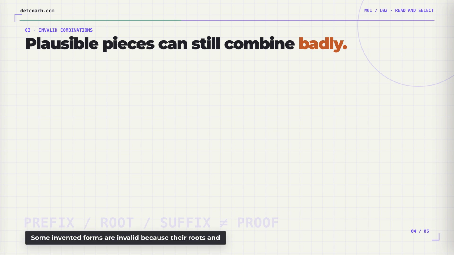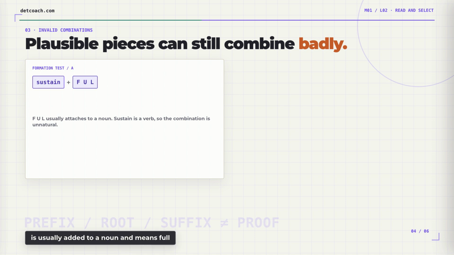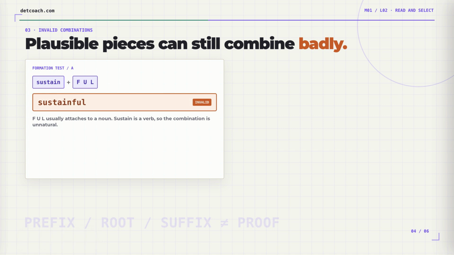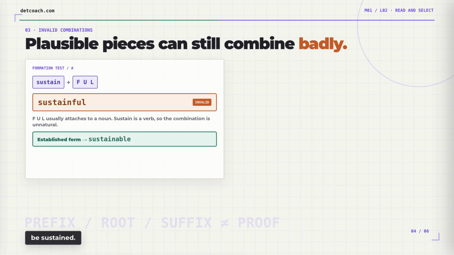Some invented forms are invalid because their roots and affixes do not combine naturally, or because the meaning of the word as a whole does not make sense. Consider sustainful. Ful is a real suffix, but it is usually added to a noun and means full of something. Sustain is a verb, so this combination is not natural. The common, established form is sustainable, meaning able to be sustained.